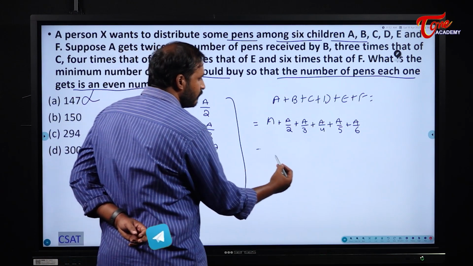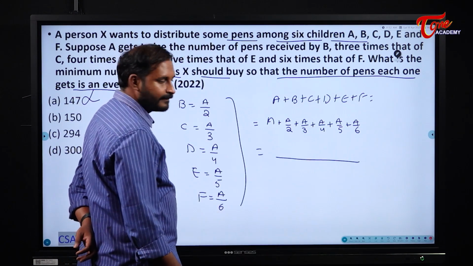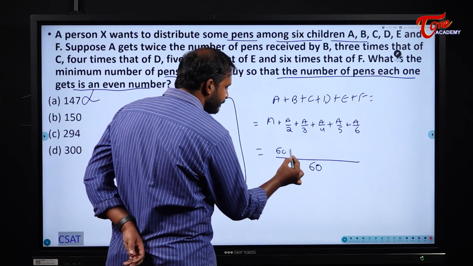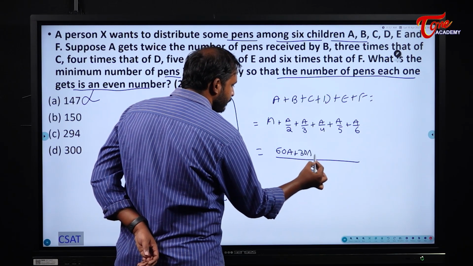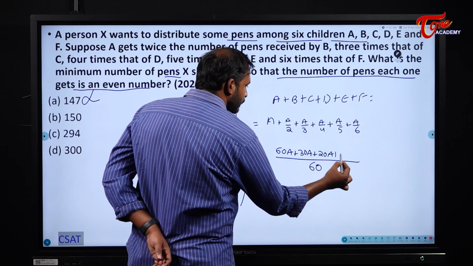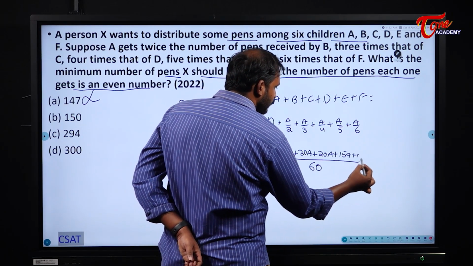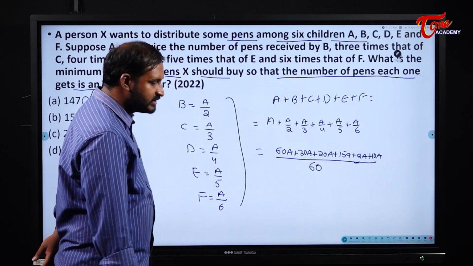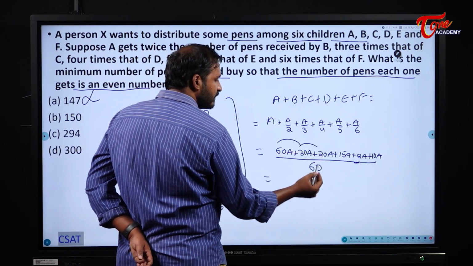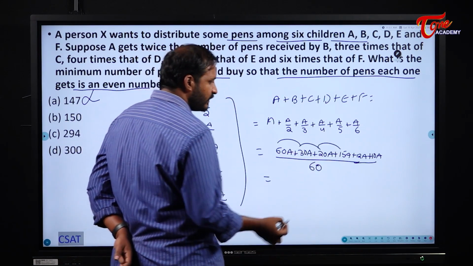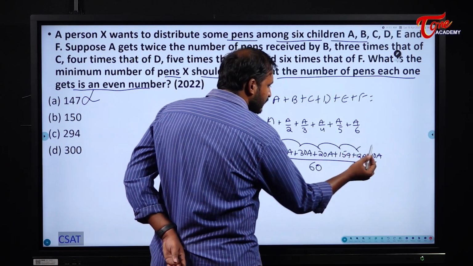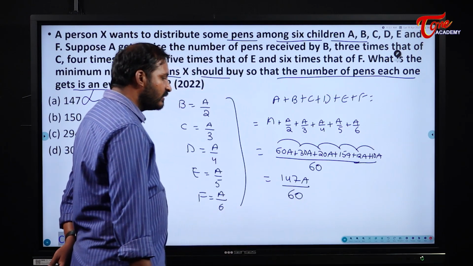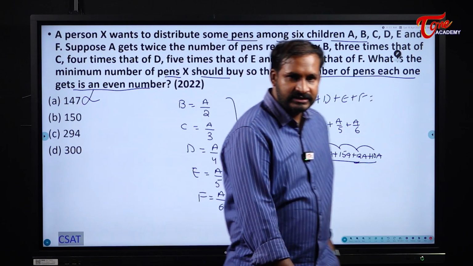Now, if you do so, what is the LCM of 2, 3, 4, 5 and 6? Just now we solved that it will be equal to 60. So, now what happens to this? 60A plus 30A plus 20A plus 15A plus 12A plus 10A. When you add all this, what you will get here? 90, 90 plus 20, 110, 110 plus 15, 125, 125 plus 12, 137, 137 plus 10, 147. 147A by 60. That means the total value should be equal to 147A by 60.